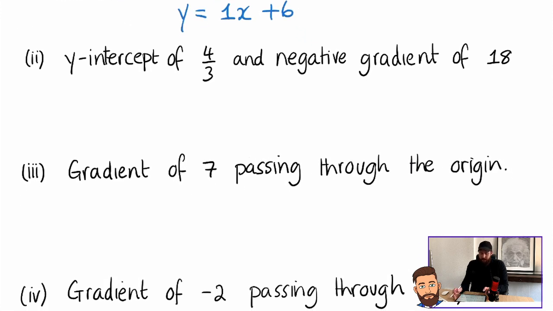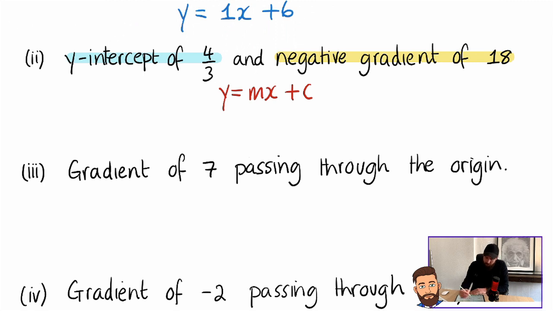What is the y-intercept of 4/3 and the negative gradient of 18? What is that as the equation? Well, always y equals mx plus c. Write it down. All we've got to do now is fill it in. What's it telling us the gradient is? Got to be careful here with the way they've worded it: a negative gradient of 18 and a y-intercept of 4/3.